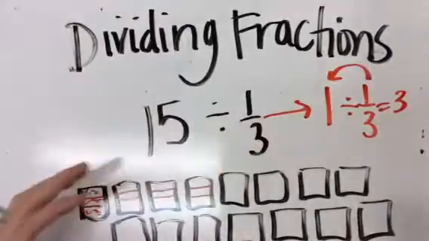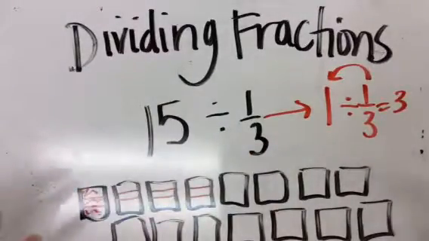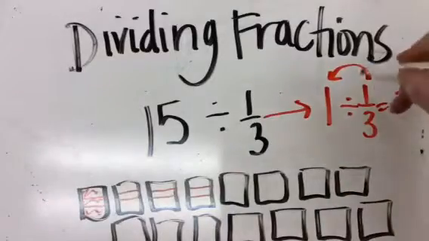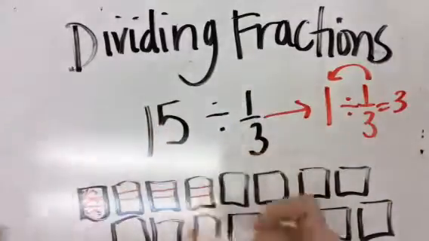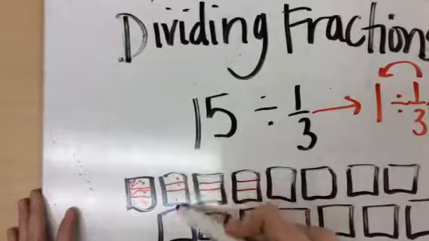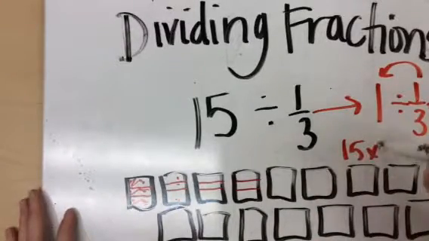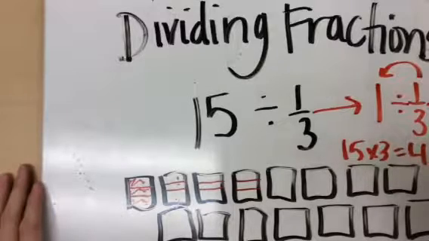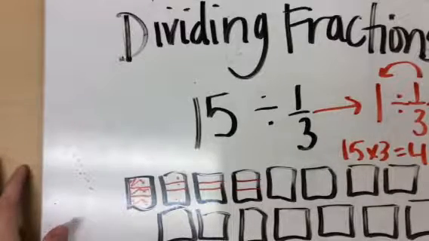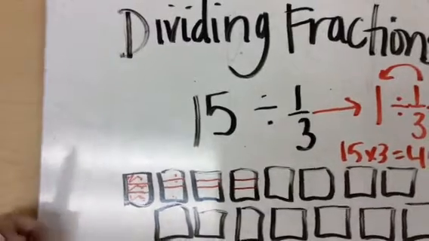But in this case, I have 15 times that amount. I have 15 wholes that I'm breaking into 3. So I get 3 for each of these, so I can actually just do 15 times 3. That gets me 45.